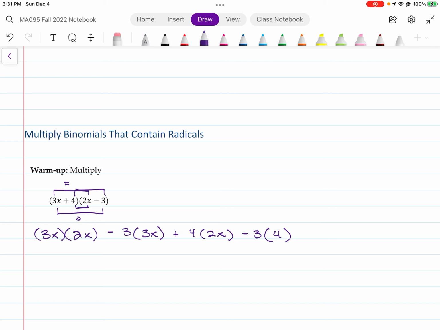So 6x squared is our first term. Minus 9x plus 8x minus 12. And we get 6x squared minus x, because it's a minus 1, minus 12. Okay, so notice that the middle two terms combine together when we set it up as FOIL. The O and the I, the OI terms, are going to combine together.